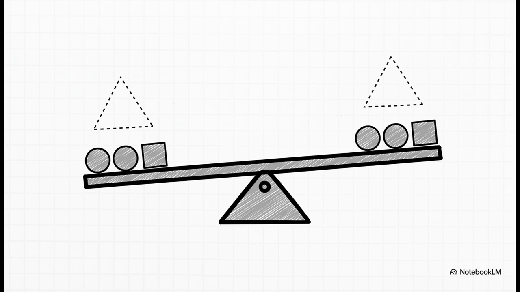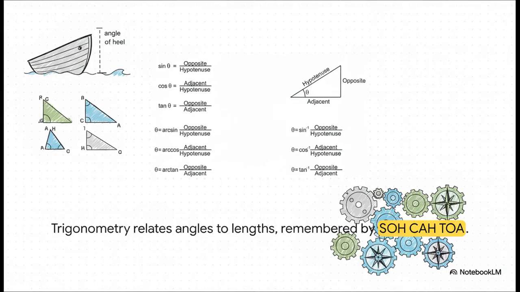That one idea is the key to rearranging any formula to find whatever it is you're looking for. Next up, everybody's favorite, trigonometry. A ship is just full of angles. The angle of the hull, the angle the ship heels over in the water. We constantly need to turn those angles into practical lengths we can actually use. And for that, these simple relationships in a right-angled triangle, remembered by SOHCAHTOA, are absolutely indispensable.